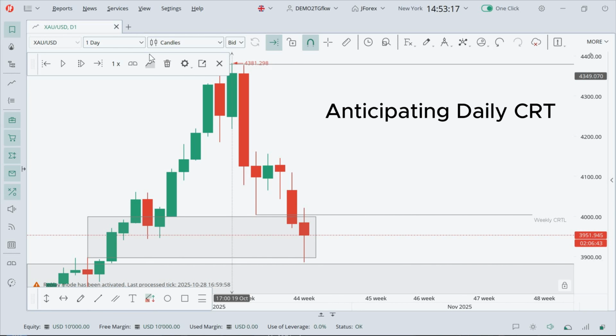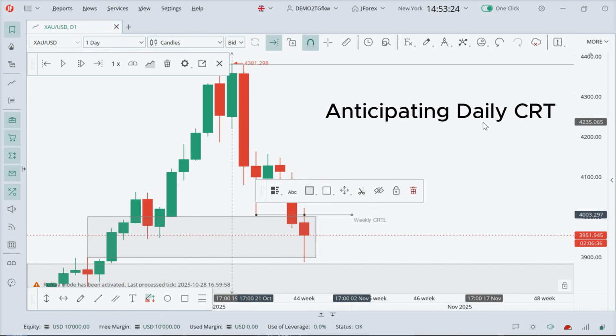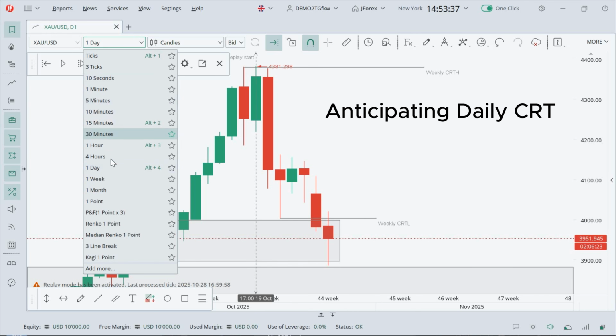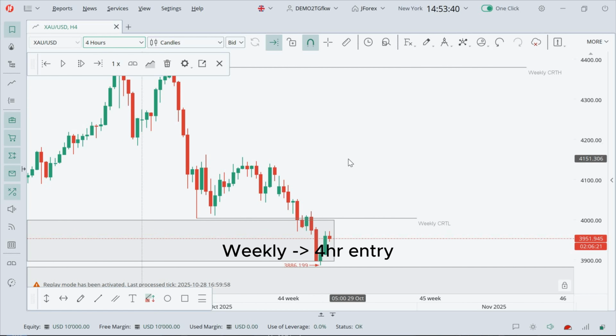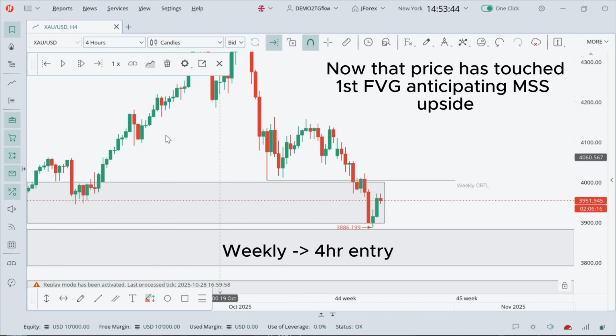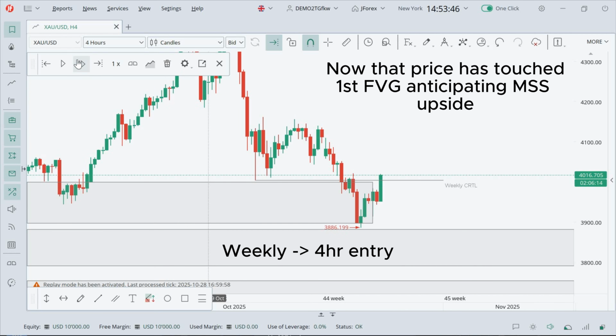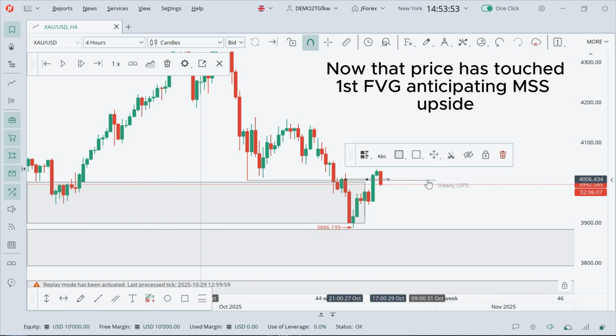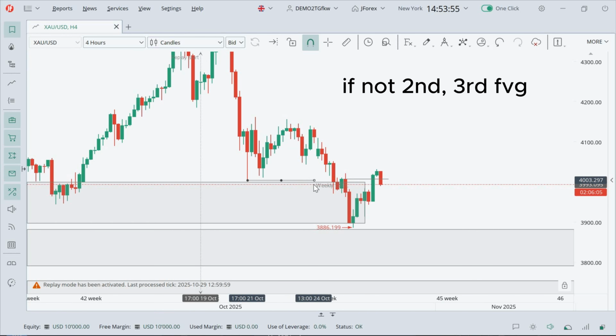We head to the daily time frame to anticipate our daily CRT. Unfortunately, there's no daily CRT. Now we head to the 4-hour time frame because that is where we take our entries from. Now we anticipate a market structure shift from the first fair value gap. We get the CISD, that is the change in state of delivery.